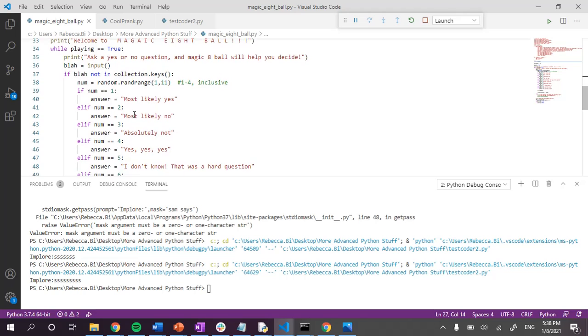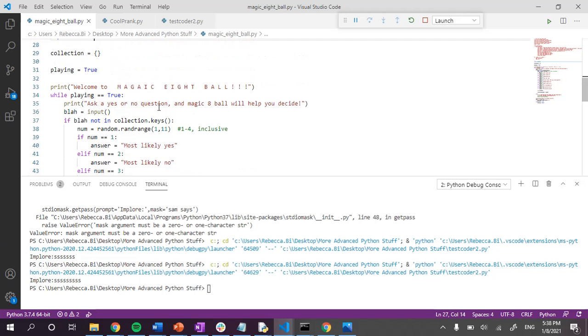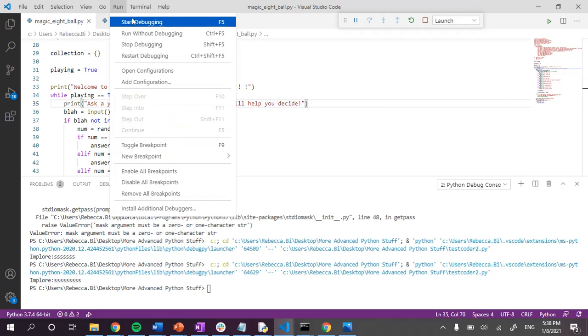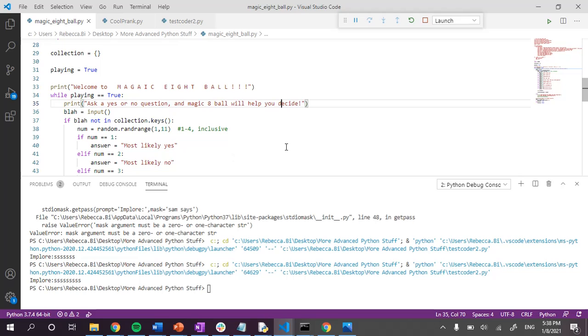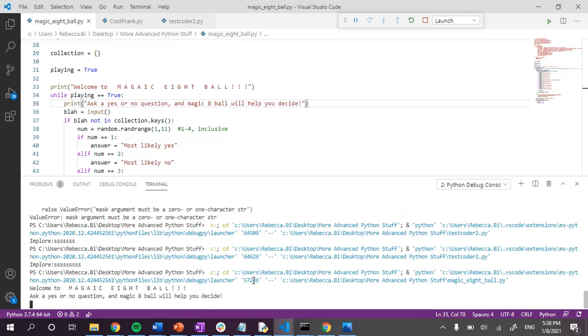So basically, you just ask a yes or no question, and as detailed over here, the magic 8-ball will help you decide. So now we're gonna run it. Running it. My computer's getting slower and slower. So ask a yes or no question, and magic 8-ball will help you decide. So what should I ask?